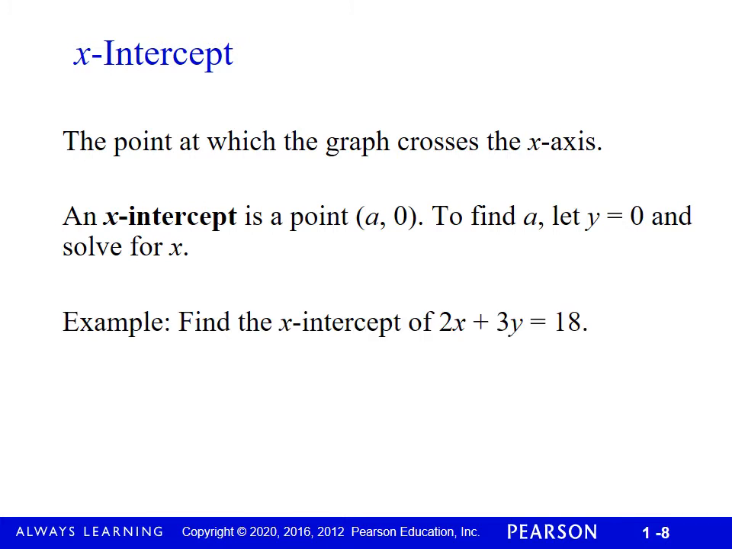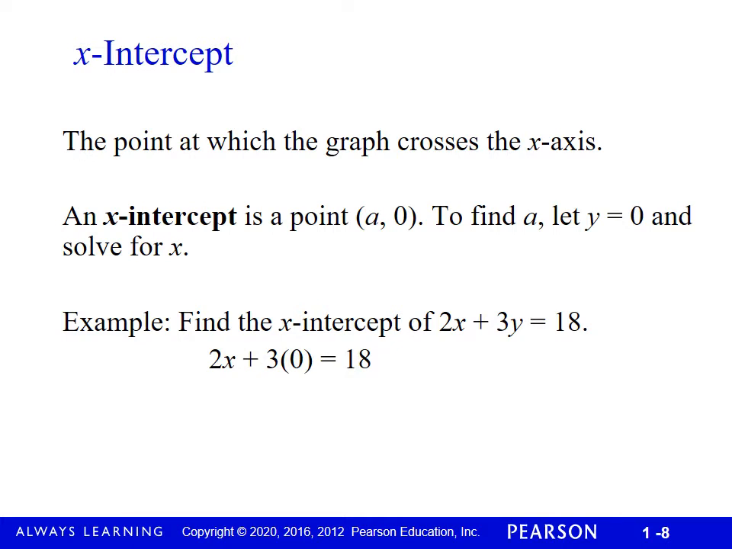Okay? So to find the x-intercept of this equation, 2x + 3y = 18, and again, this is a place where you've got to be careful, because you think x-intercept, oh, okay, well, let me make x 0. No. For intercepts, you make the other variable 0. So to find an x-intercept, we let y equal 0. To find the y-intercept, we'll do the opposite. So we plug in y equals 0.